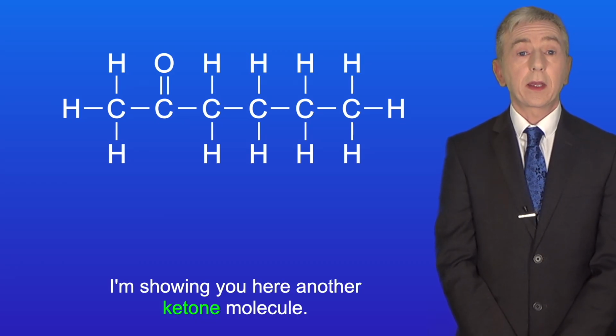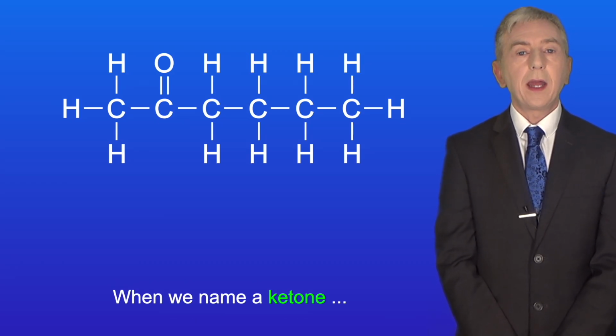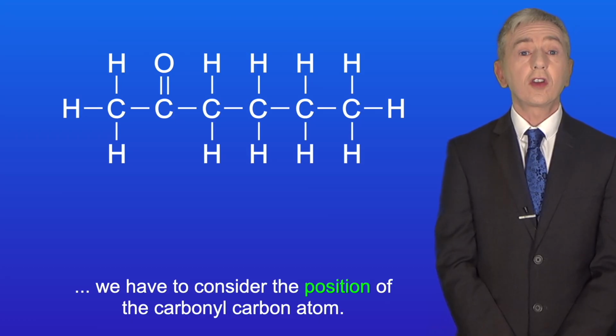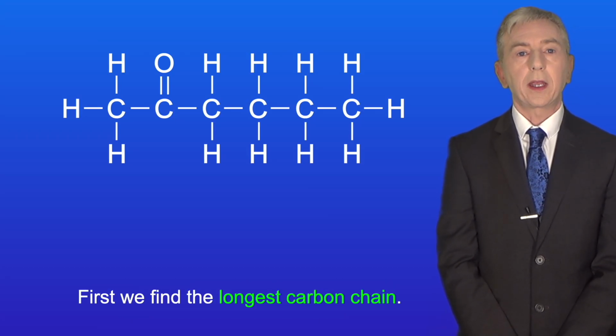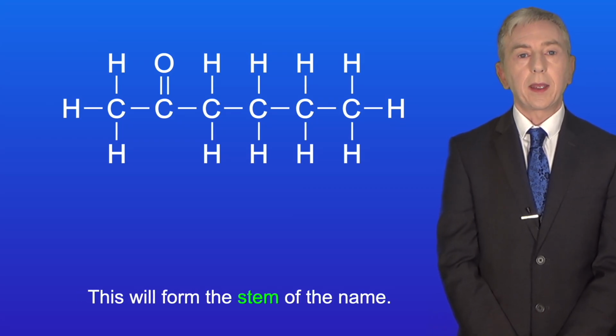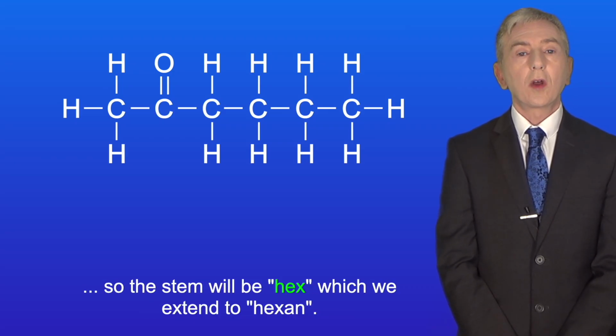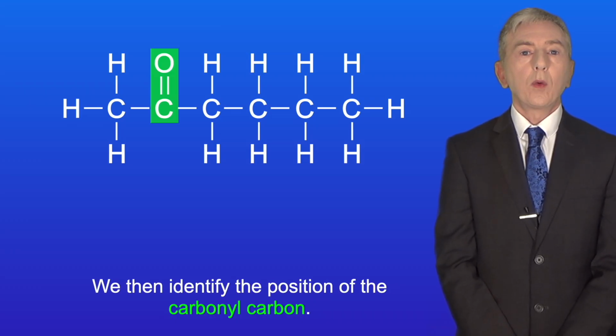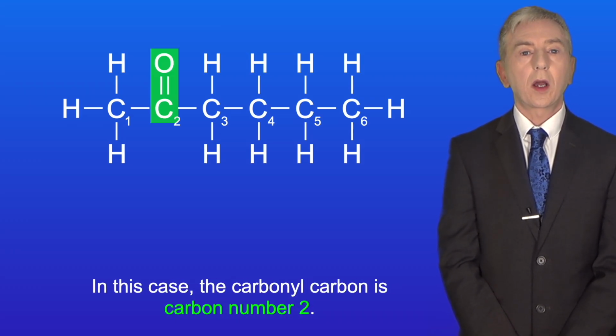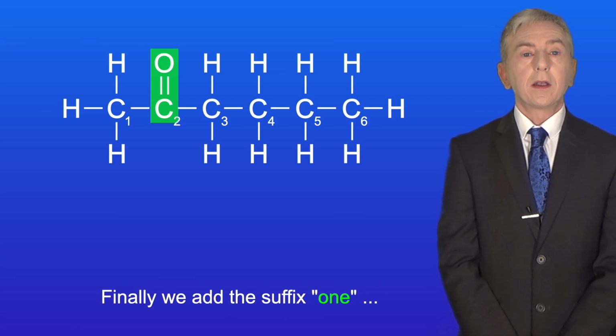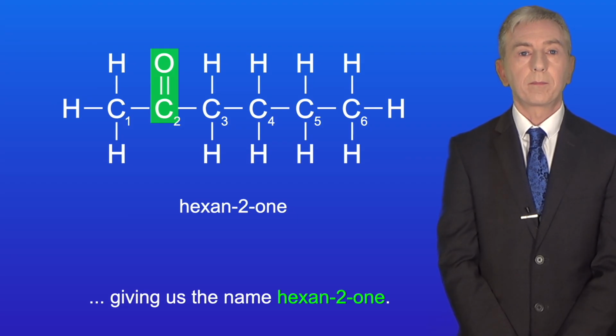Okay, I'm showing you here another ketone molecule. Now, when we name a ketone, we have to consider the position of the carbonyl carbon atom. First, we find the longest carbon chain. This will form the stem of the name. In this case, the longest carbon chain has 6 carbon atoms, so the stem will be hex, which we extend to hexane. We then identify the position of the carbonyl carbon. In this case, the carbonyl carbon is carbon number 2. Finally, we add the suffix -one, giving us the name hexan-2-one.